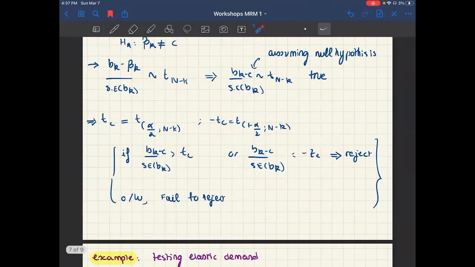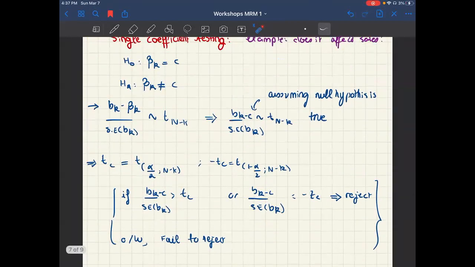You calculate this and compare it to the two critical values, which are given by the critical value from the t distribution with n minus k degrees of freedom and alpha over 2, and here 1 minus alpha over 2. If your test statistic is in between the critical values, then you would fail to reject. And if not, you would reject, saying that there's a 1 minus alpha probability that beta k is not equal to c.